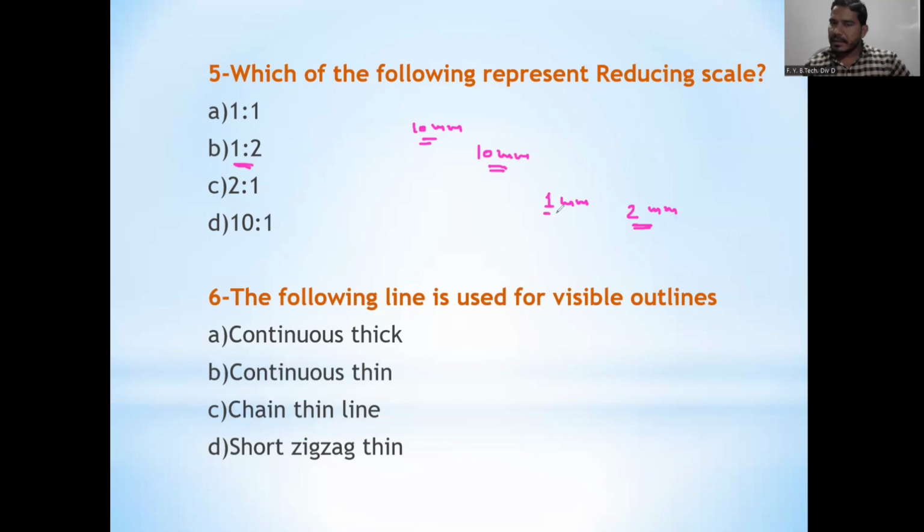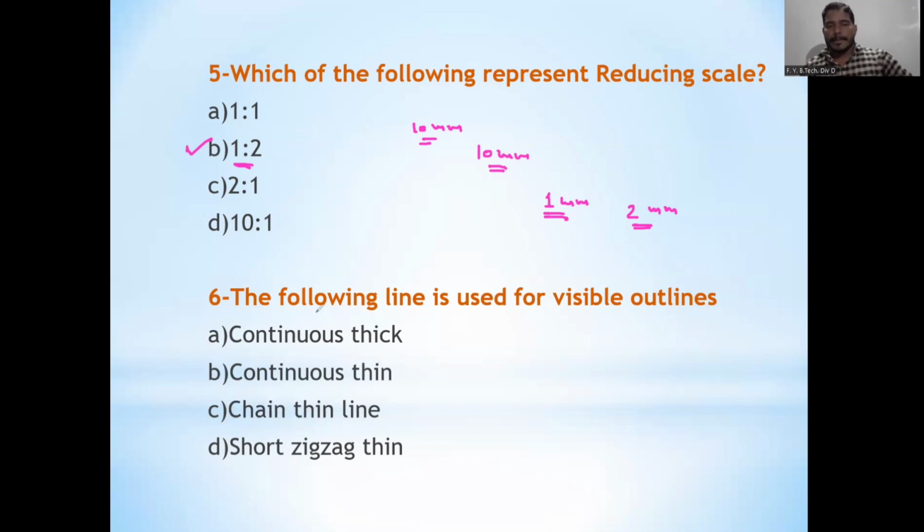And how it is, again it will see, so it is reduced to 1. If it is given 2 mm on the object, but we are using 1 mm, so that's why the scale is 1:2. So here our option B will be correct, 1:2. Okay, so C 2:1, D 10:1. So these are not reducing scales. So here option B will be correct.